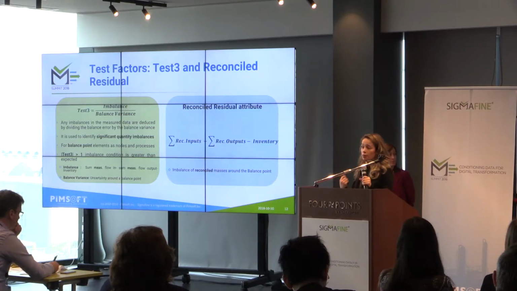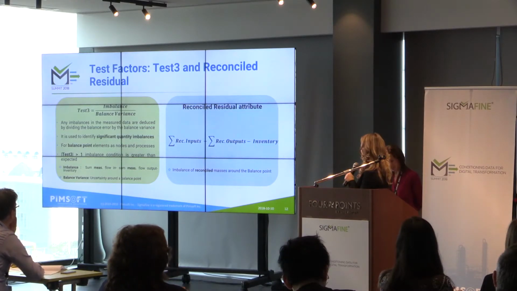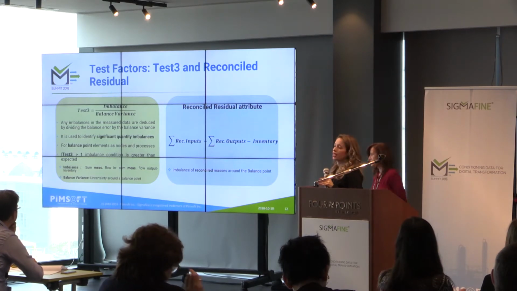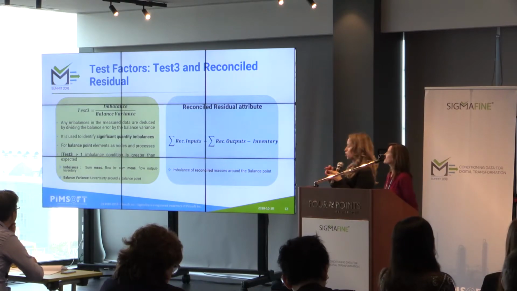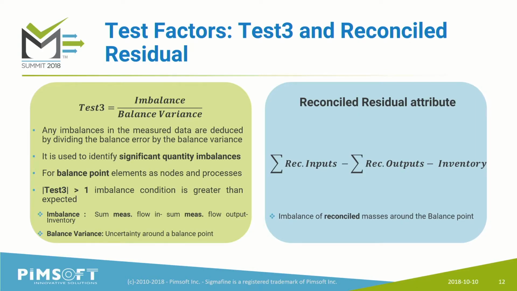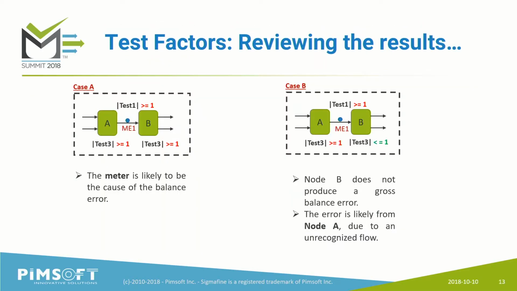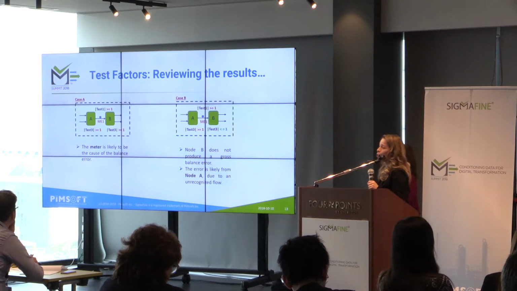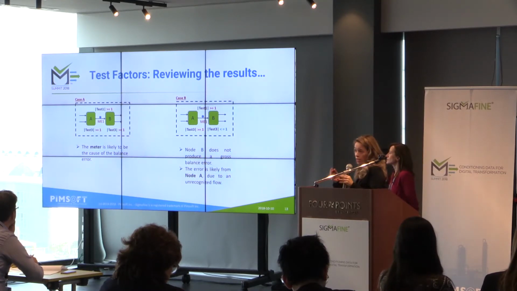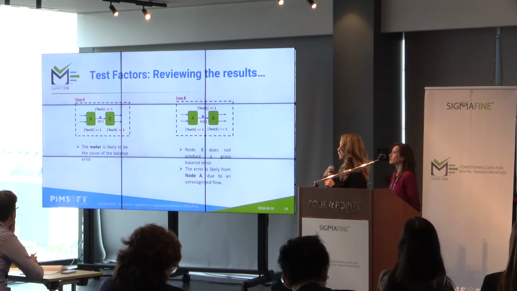Another very important result from Sigmafine is the reconciled residual attribute, which gives you an idea of the imbalance of reconciled masses around a balance point. So when you are analyzing the results of test 1 and test 3, you must examine any measurement and identify which of them constantly give you values greater than or equal to 1 in absolute value.